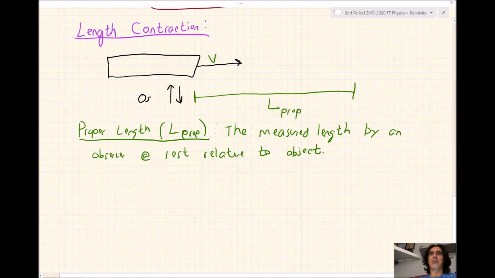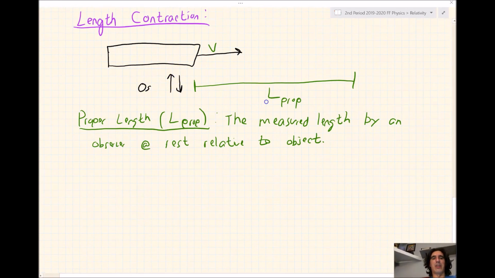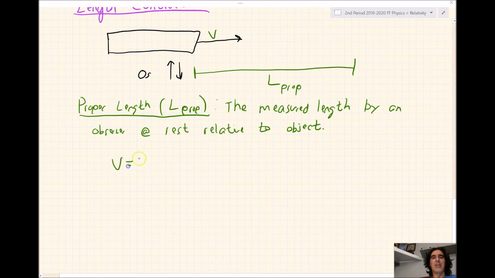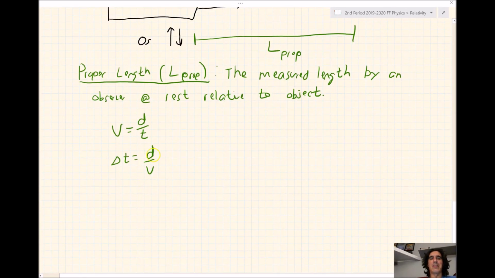What we can do is calculate the time it takes for this person using our velocity formula. V is d over t. And let's use the proper notation. We'll solve for the time. So we'll say delta t is the distance over the velocity of the train. In this case, the distance is the length the train travels, or L prop. So delta t is equal to L prop over the velocity of the train.